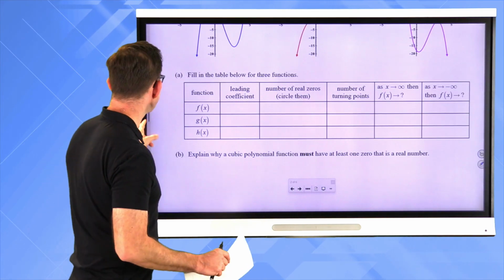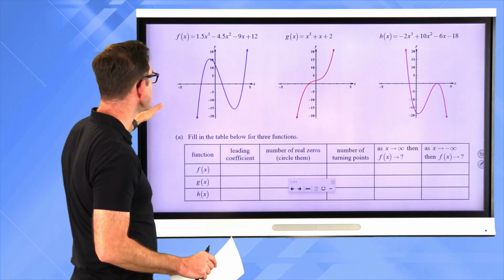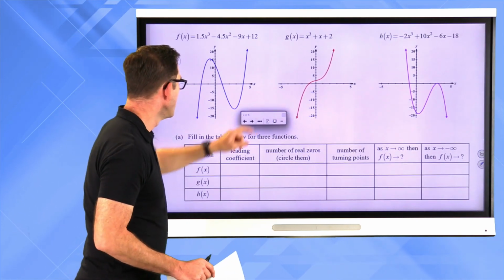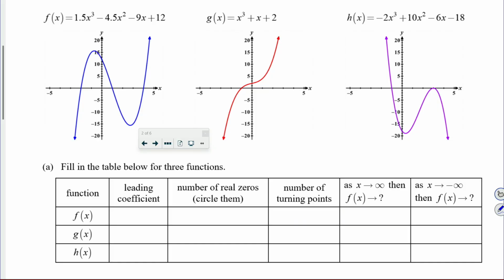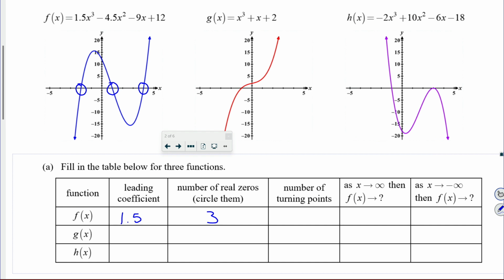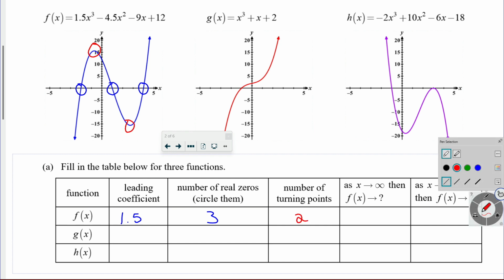All right, so let me bring it up here so that we can see f of x real quick. F of x, simple enough. I have all these written in standard form. For the leading coefficient of f of x, I have 1.5. It's got 1, 2, 3 zeros. The number of turning points it has, maybe I'll put those in a different color. It's got a turning point here and a turning point there. It's got 2 turning points. Go back to blue.